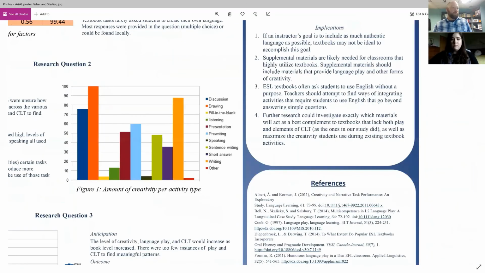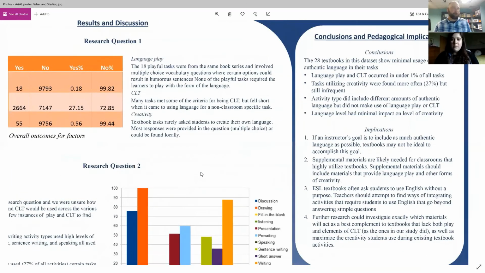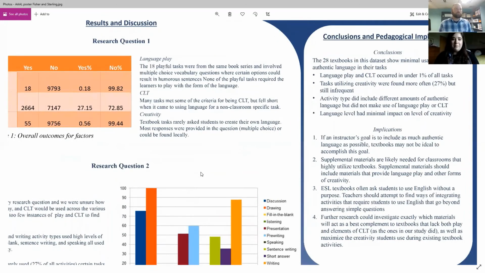Kayla's going to summarize all that again for us and then talk about some future implications for this research project. Yeah, so like Scott said, we don't really think the results that we found are earth-shattering or surprising in the field of linguistics. We wouldn't expect textbooks to use a lot of really authentic language, and so that's where the teacher in the classroom comes into play. However, if the goal of the instructor is to include as much of this authentic language as possible, textbooks are probably not the ideal way to accomplish this goal.